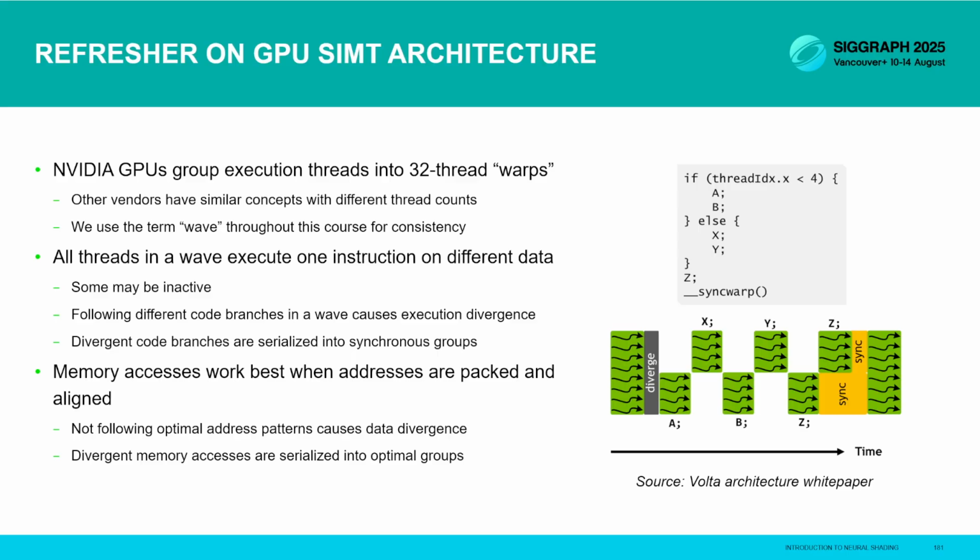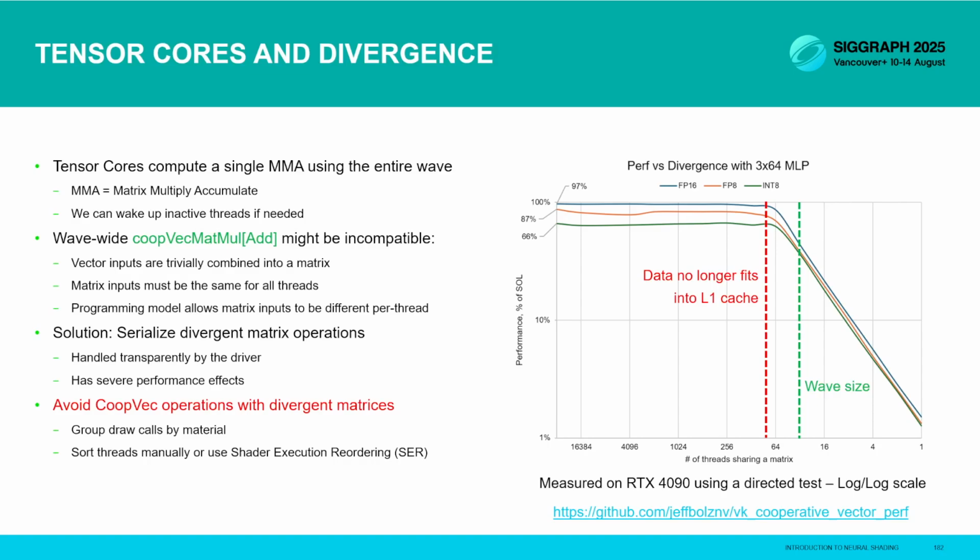Why am I telling you all this? Because cooperative vector operations have very similar performance effects from divergence. The root of the divergence problem here is that tensor cores compute a single matrix multiplication for the entire wave, meaning that both A and B matrices are shared by all threads. But the coop-vec programming model doesn't make such restrictions. Every thread is allowed to perform its own separate matrix vector multiplication or not perform anything at all.